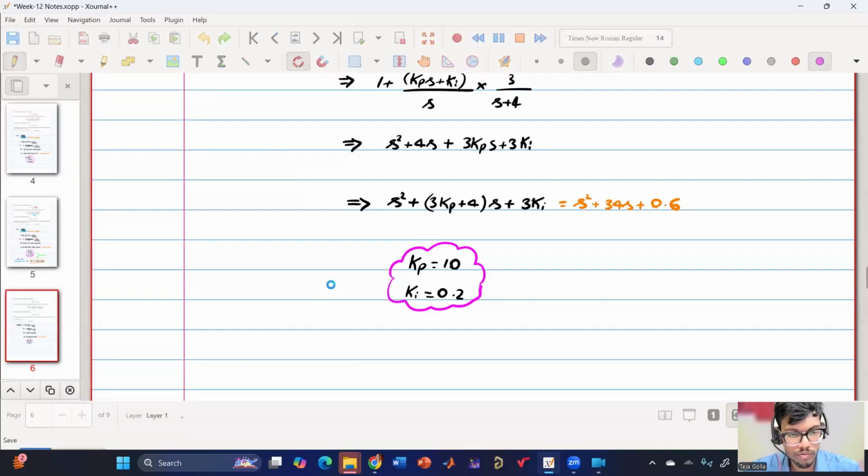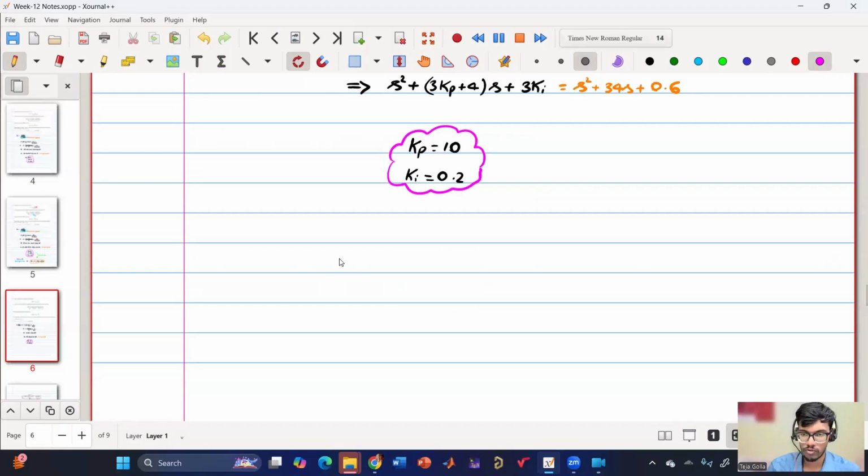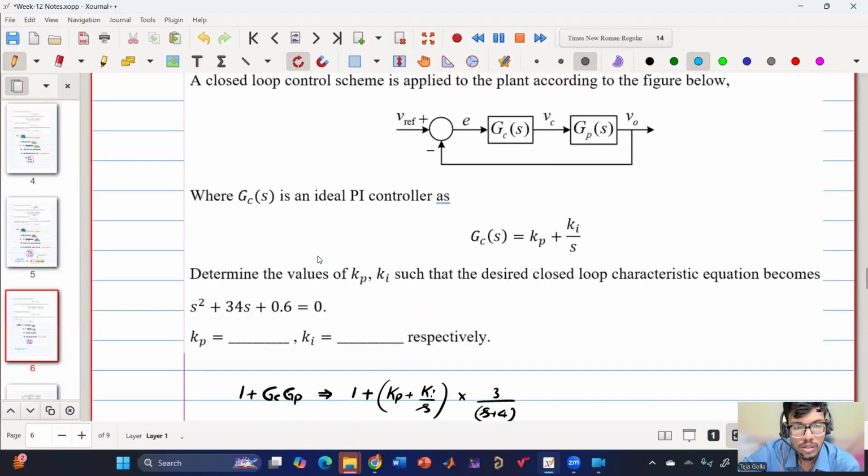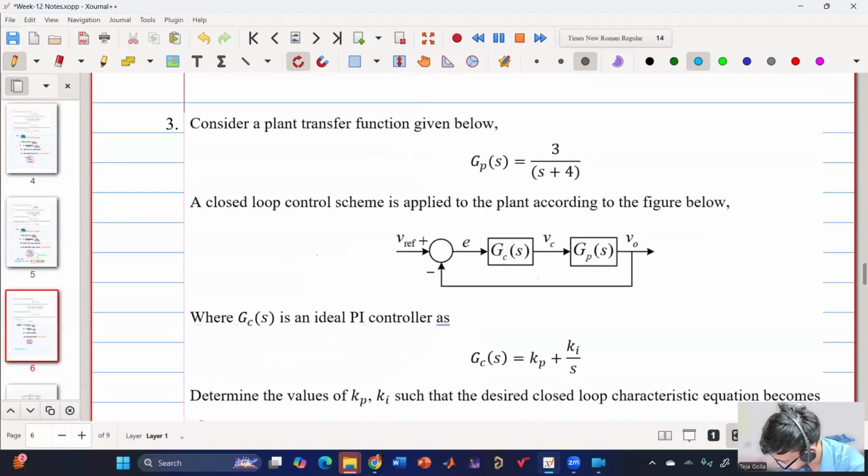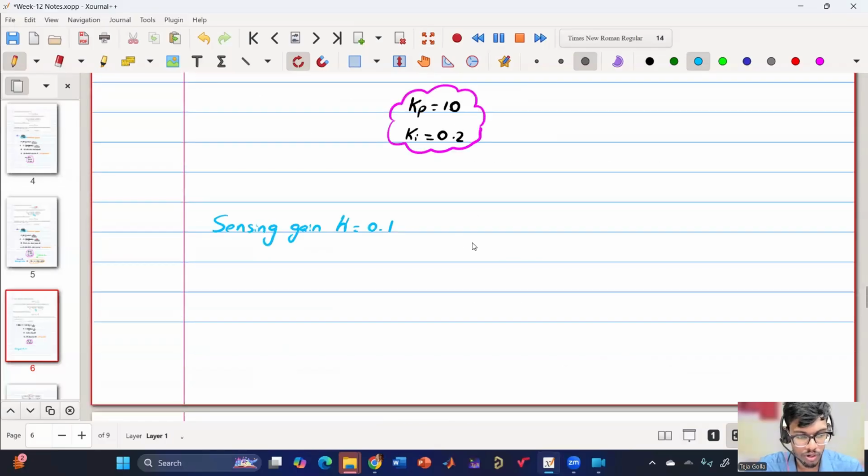Yes. So now, if we add a sensing gain, say sensing gain H or capital H is say 0.1, or 1 by 10. So I have a sensing gain of 0.1. Then what will be the gains? Anyone, if you want to calculate, or from the previous logic also you can predict what will be the gains.